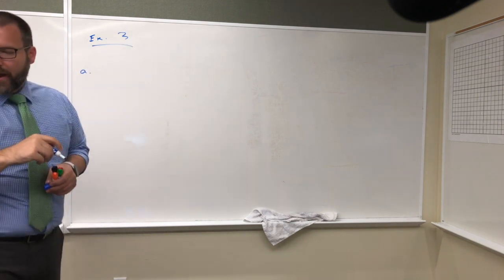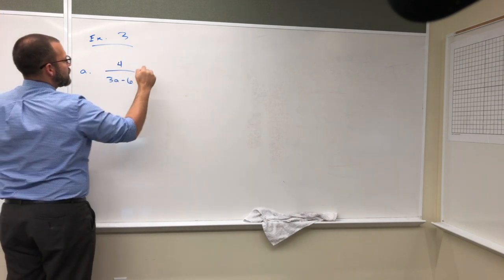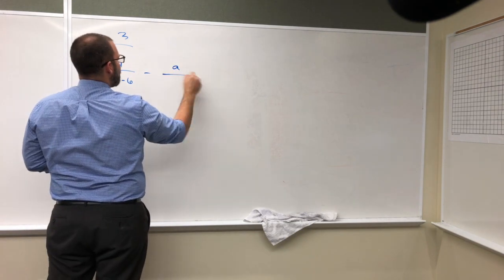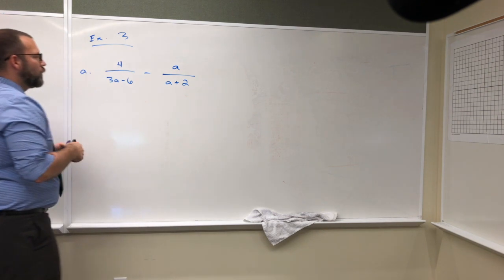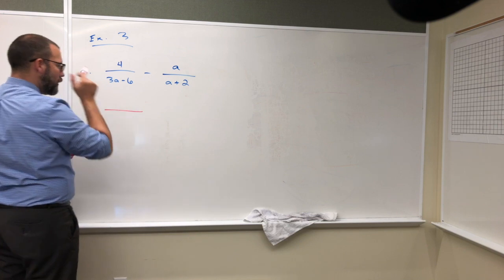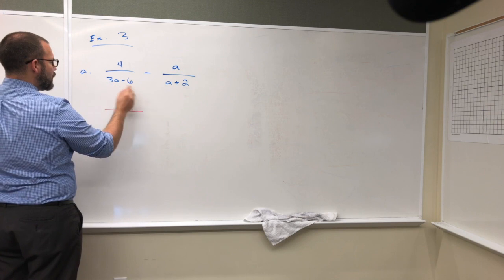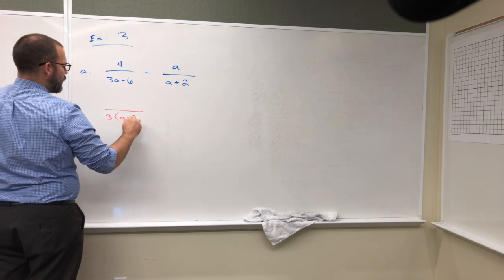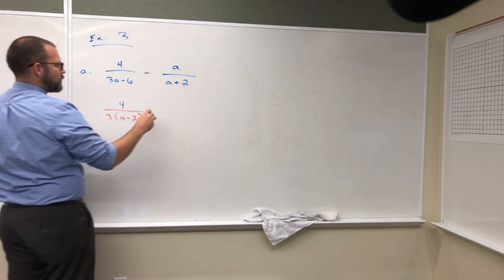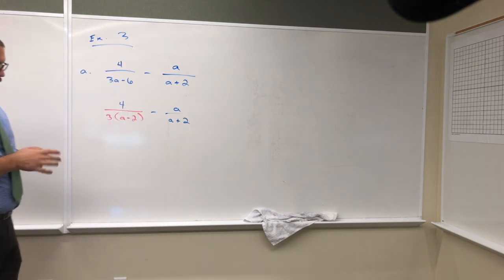We've got the rational expression 4 over 3a minus 6, and we are subtracting a over a plus 2. These denominators definitely look different, so I'm going to factor them and then see if I have any common factors, what my LCM is, etc. This one, for example, I can pull a 3 out of, but it leaves an a minus 2. There's nothing else to factor. That numerator stays 4. That numerator stays a. That denominator stays a plus 2.